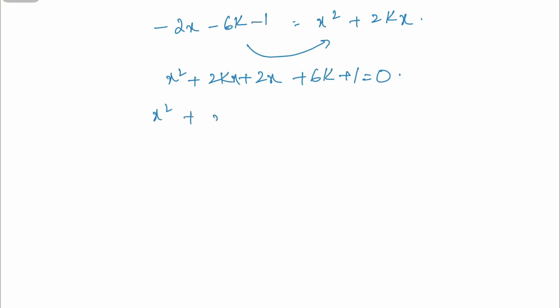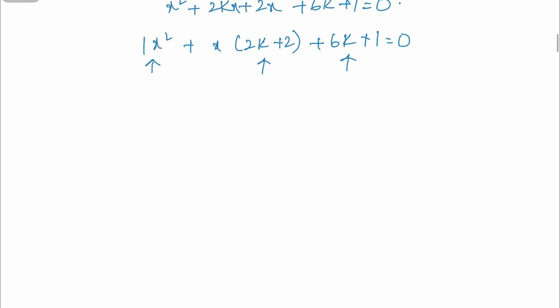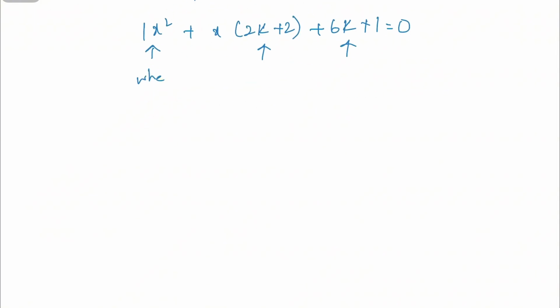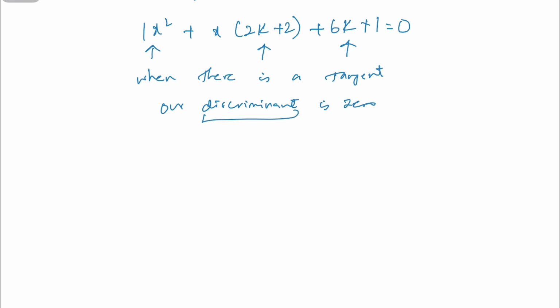So let's take x as common over here. This would be 2k plus 2, and then 6k plus 1. We have our a as 1, we have our b as 2k plus 2, we have our c as 6k plus 1. When there is a tangent, our discriminant is 0. What do we mean by discriminant? Discriminant is basically b squared minus 4ac equals 0. So our b is 2k plus 2 whole squared, minus 4, our a is 1, our c is 6k plus 1.